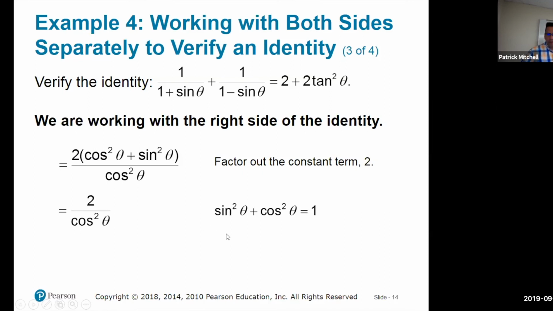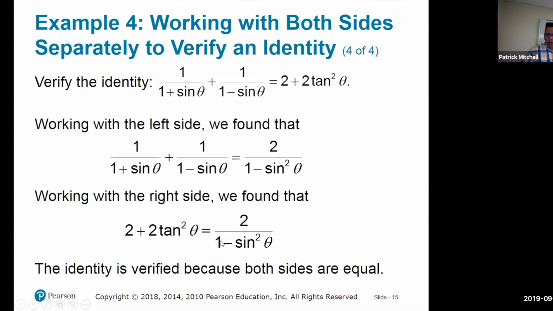And then they use the Pythagorean identity to write cosine squared theta as 1 minus sine squared theta, which hopefully you remember is the thing that they had turned the left side into. Working with the left side, they found that that came out to 2 over 1 minus sine squared theta. Working with the right side, they found that that came out to the same thing. And because both sides simplified down to the same thing, that verifies the identity.